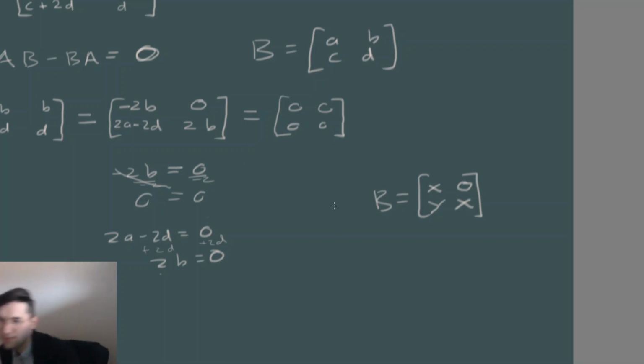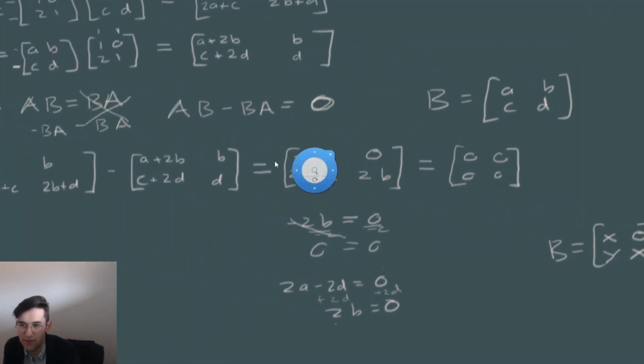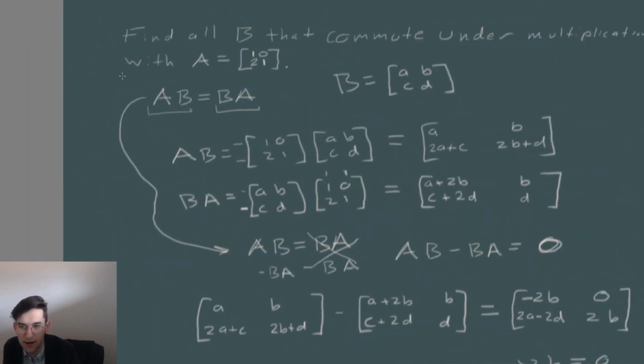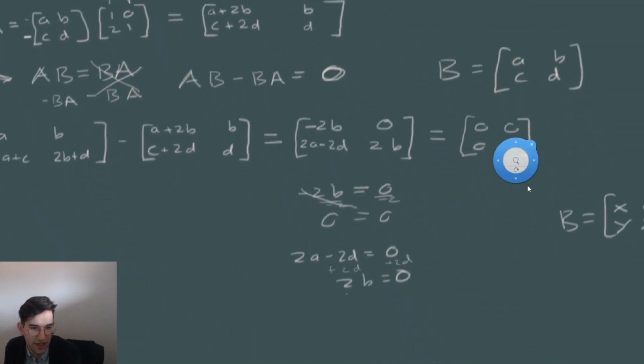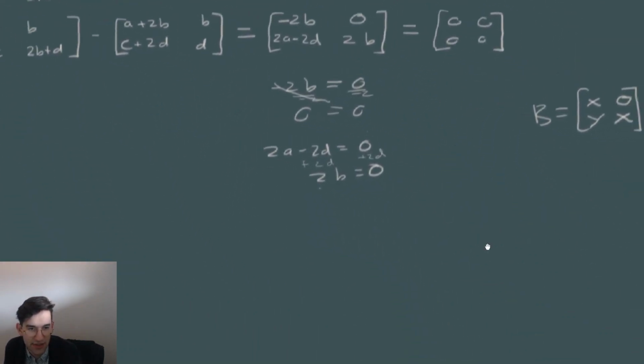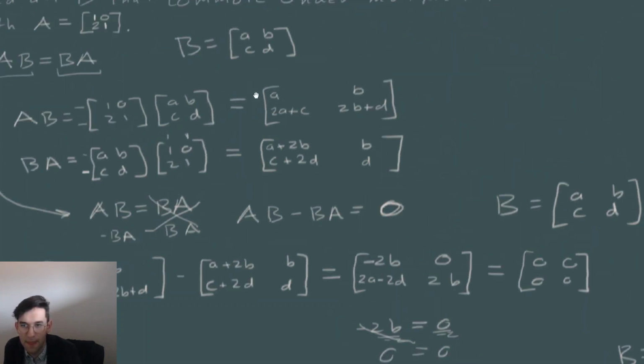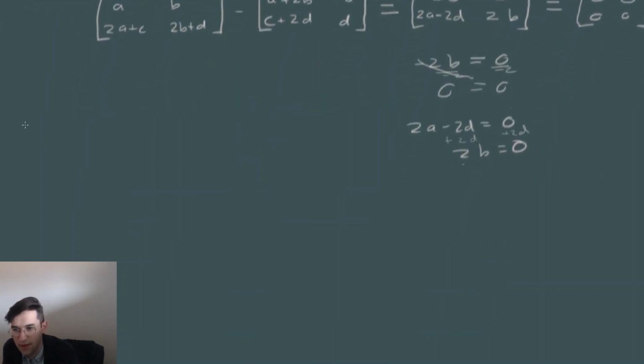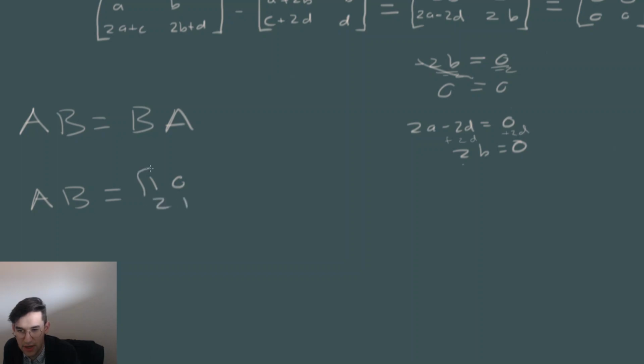Okay. Now let's check to make sure that this is true. If this is true, that means A times B equals B times A. Let's check to see if that is real. And if that is real, then we're good. So what is A again? A is 1, 0, 2, 1. So let's test A times B equals B times A. A equals 1, 0, 2, 1, I hope.